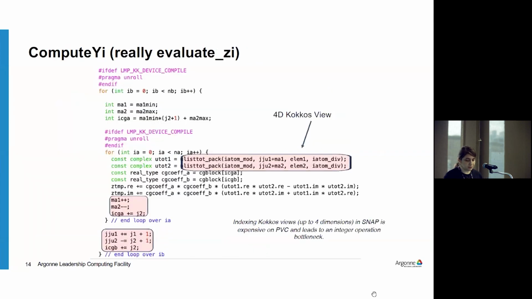And then when we looked at it deeply, we noticed that the 4D KOKKOS view is one of the places that is actually taking a lot of time, and is related to the integer operations that add to the overhead. So we're like, okay.